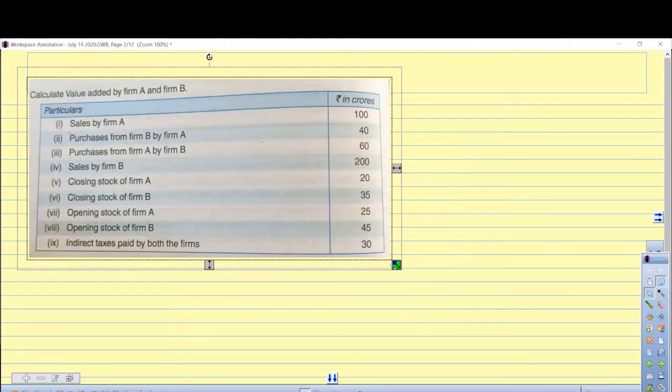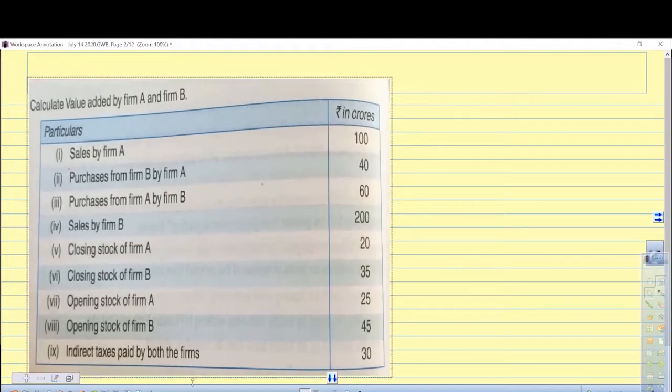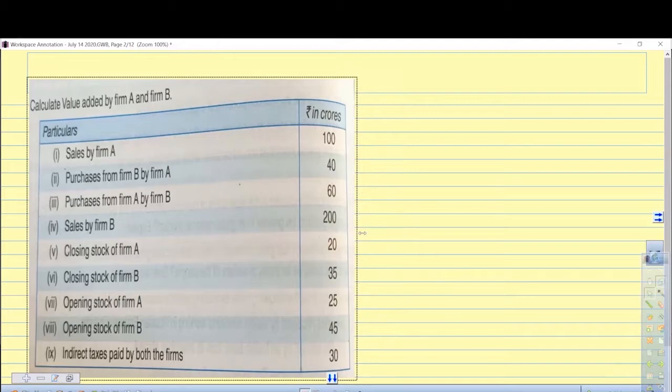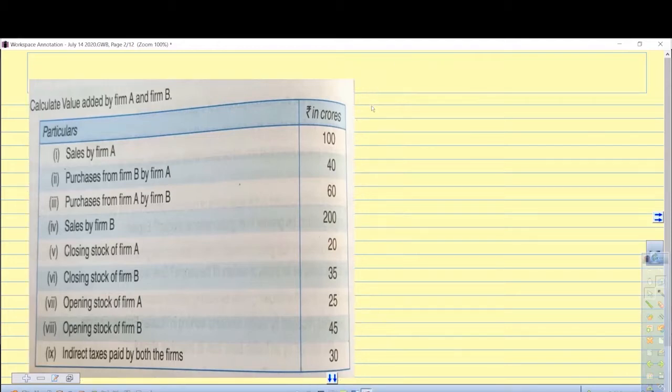Homework question number 1. This was the question. So first of all, you read out the question and analyze what you have to find. So the question is to find out the value added by firm A and firm B. So you separately have to calculate the value added of both the firms.